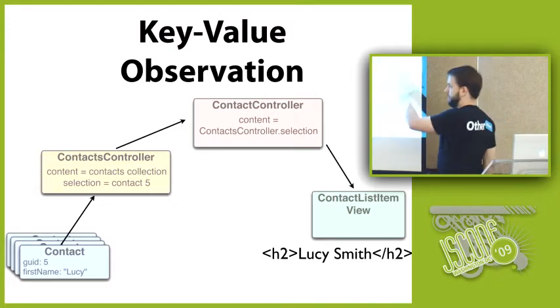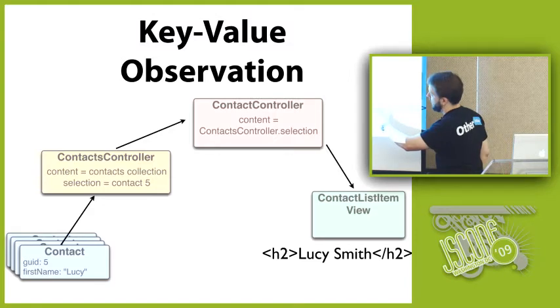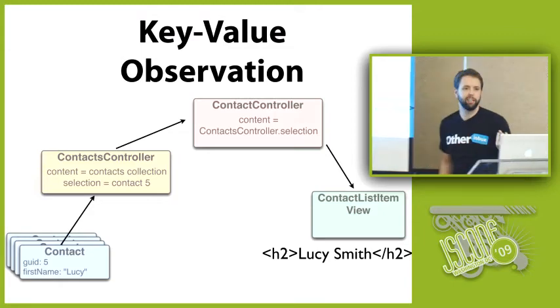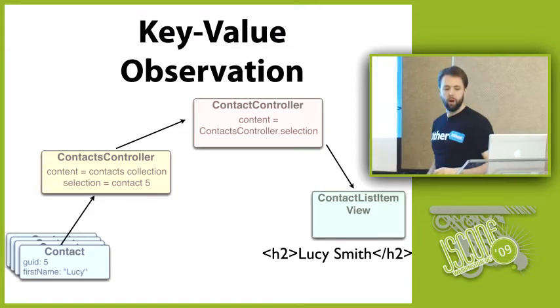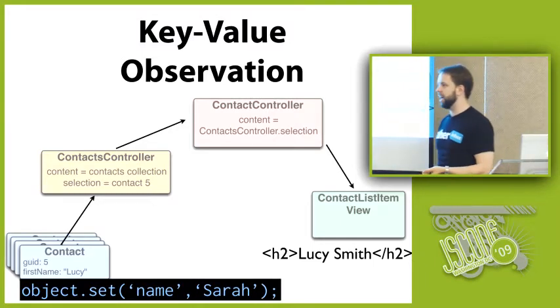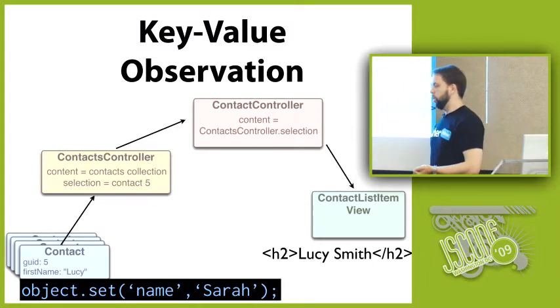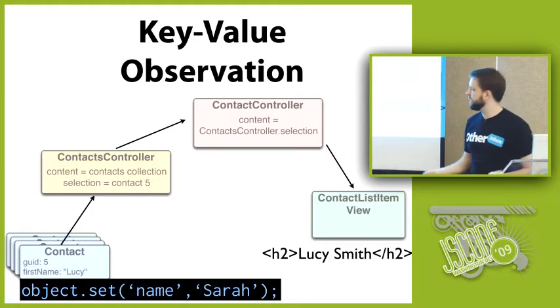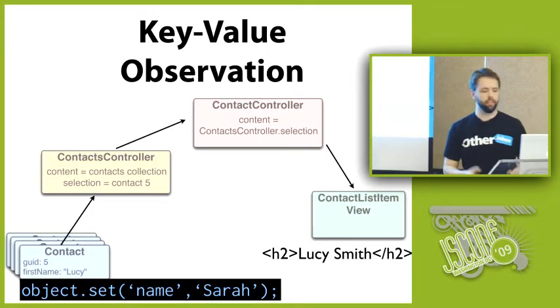So there's a little bit of code in here that says, okay, I want you to take the name of the contact that I'm bound to, and I want you to display it wrapped in H2 tags. Okay, so the magic happens now when we want to do something. We want to change this particular contact. We want to change the name. I guess it would be first name. We want to change your first name to Sarah.